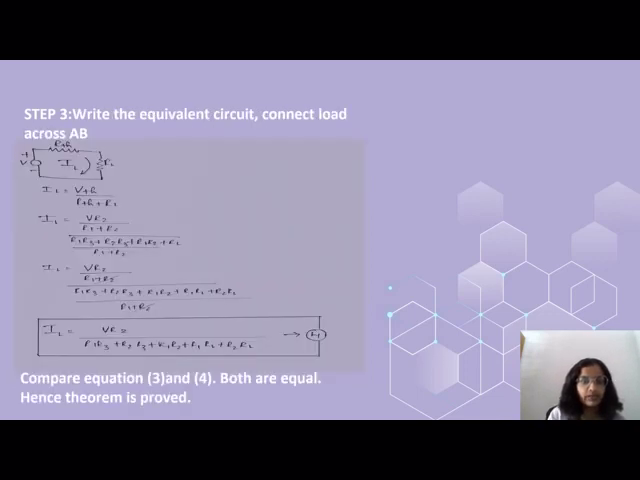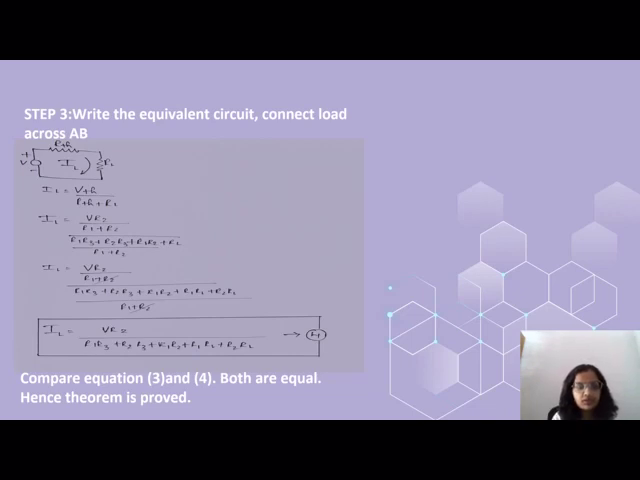The third step is to write the equivalent circuit connecting a load resistor across the terminals A and B. From the above network, we can obtain the equation of load current as IL is equal to VTH by (RTH plus RL), where VTH is the Thevenin's voltage, RTH is the Thevenin's resistance, and RL is the load resistor.